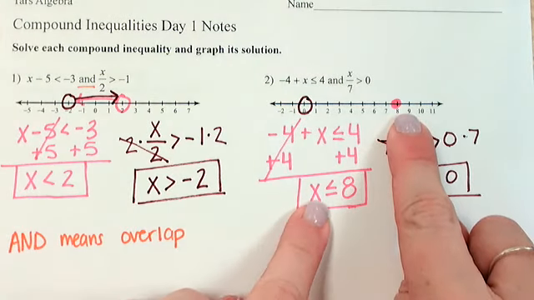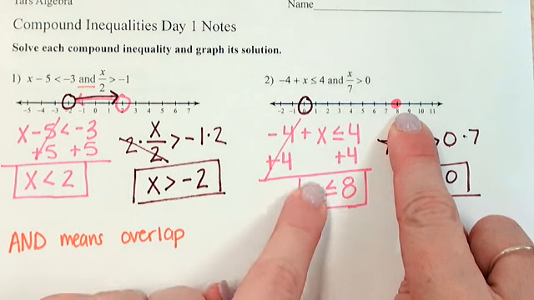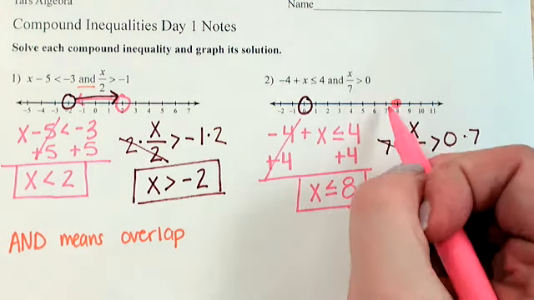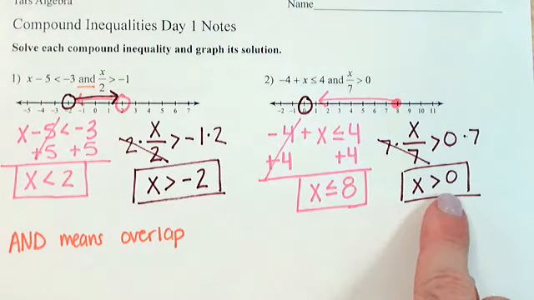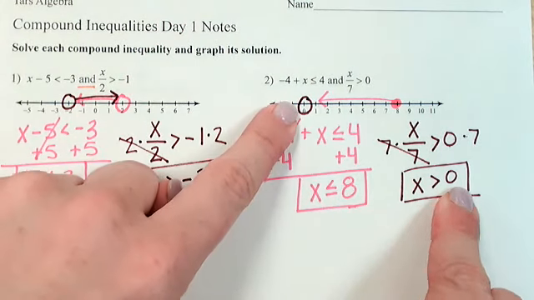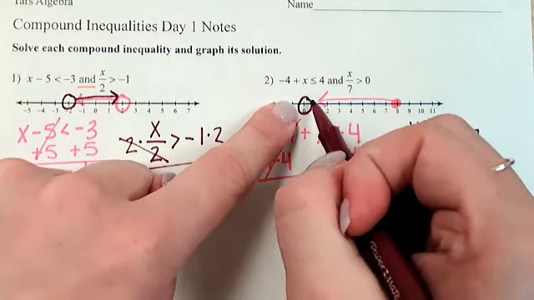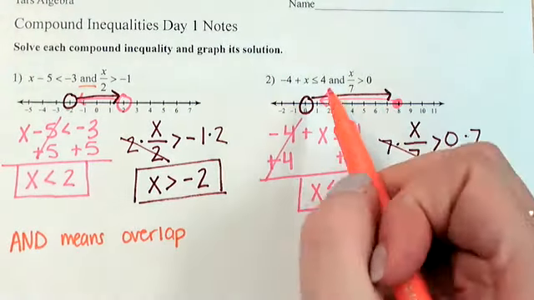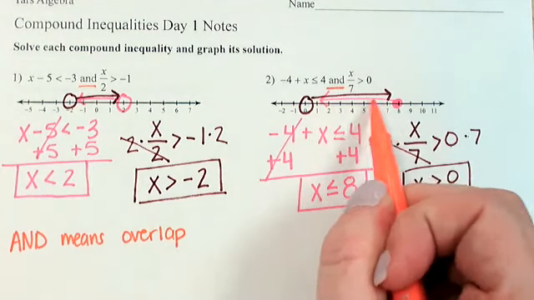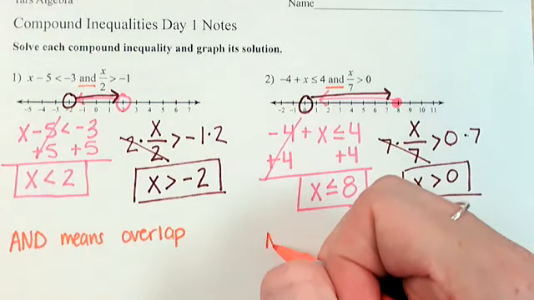At 8, our arrow is pointing to the left. So we're going to draw our arrow to the left. And at 0, our arrow is pointing to the right. So we go to the right. Do you see how it was an "and" and the arrows overlap?